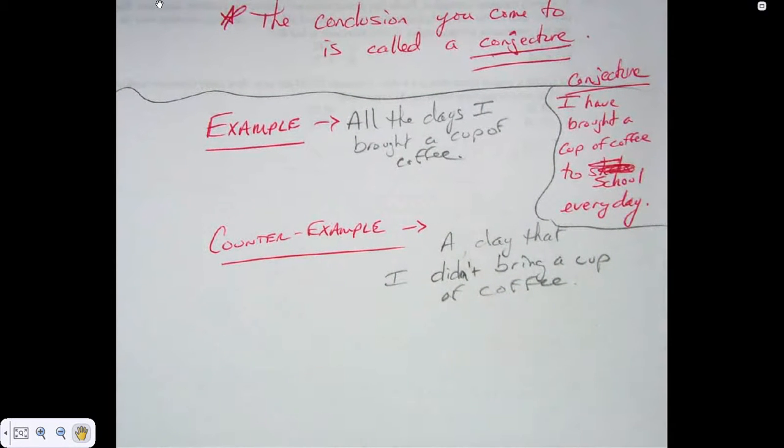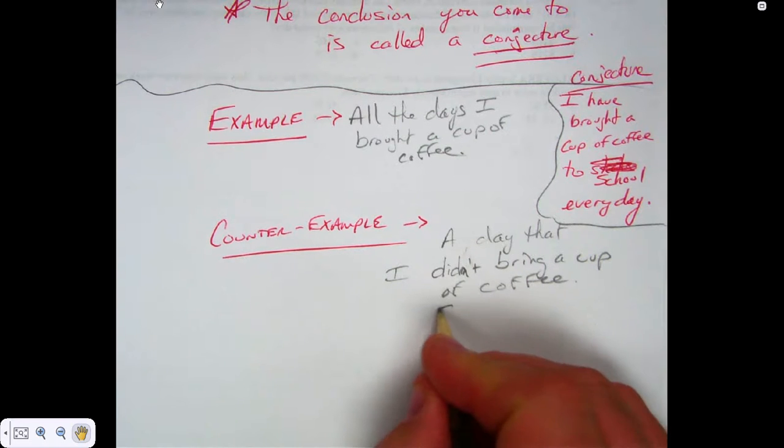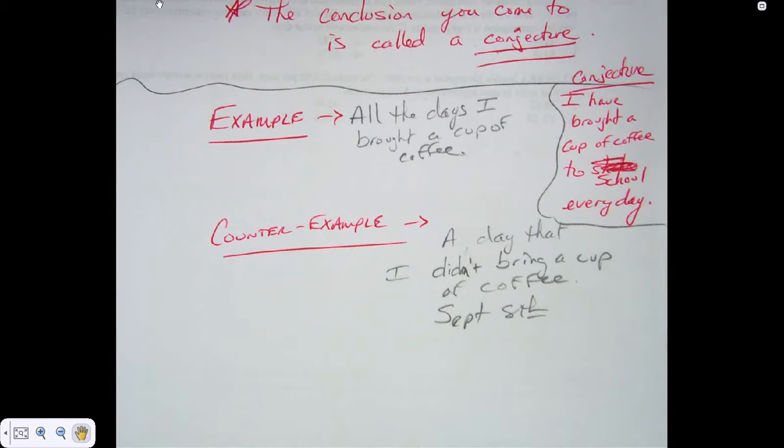How many have ever been in an argument with somebody, or with your parents, and you say, remember then? Hey, that's a counterexample. Your friend will probably say, oh, that's true, but blah, blah, blah. But it's a specific example. A true counterexample would be if you said, hey, remember September 8th. That would be a counterexample. It's a specific example. It's not a general statement.